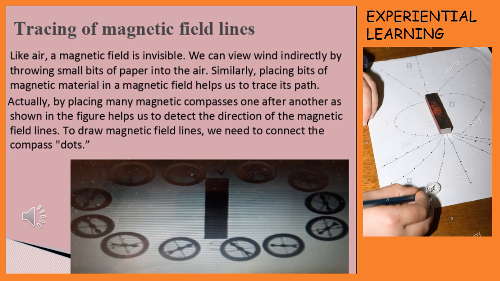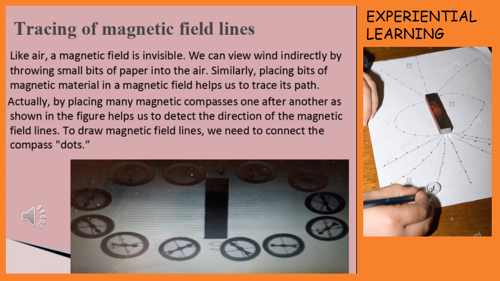Here is one experiential learning activity on magnetic field lines. Now we can trace the magnetic field lines around a bar magnet. We are placing a bar magnet at the center of a white paper and making an outline with a pencil. This outline is made so that during the experiment, if the magnet is tilted a little bit, we can replace it following the outline.